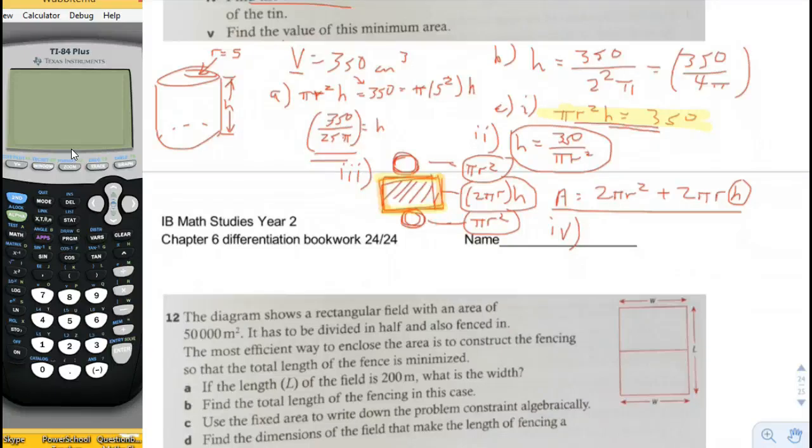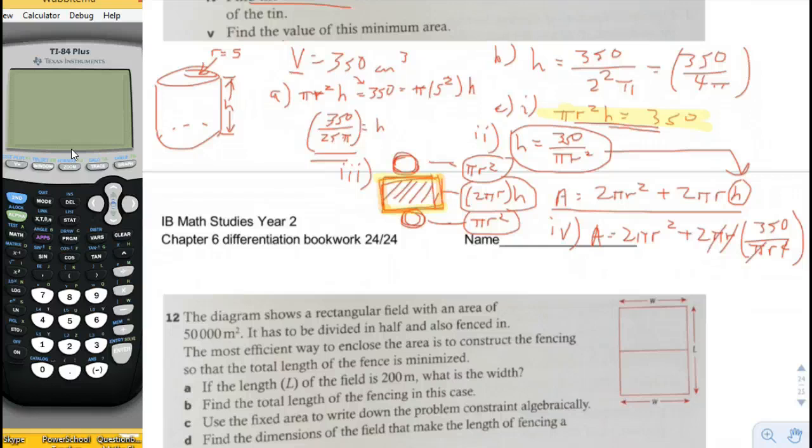So let's plug this number into here. Then we're going to have area equals 2 pi r squared plus 2 pi r, and then here we're going to put 350 divided by pi r squared. And then we're going to cancel out that with that.